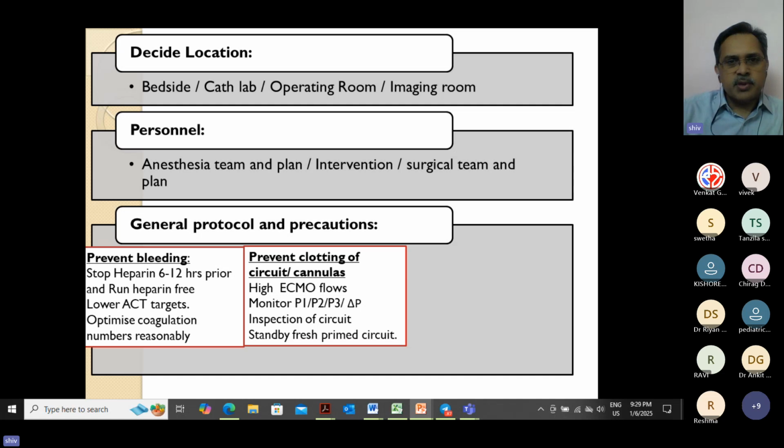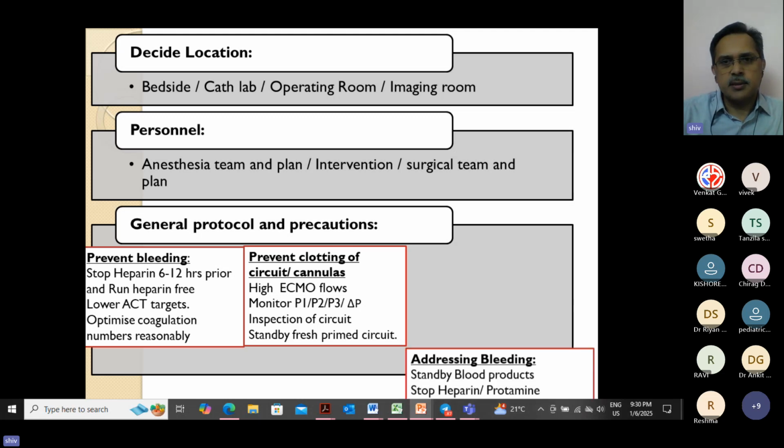The second thing is to prevent clotting of the circuit and cannula. So when we back off on the heparin, it's always good to run high ECMO flows, so that there is no stasis of blood happening. That itself, to a great extent, can prevent circuit clotting and cannula clotting. We need to keep a close watch on all the pressures, P1, P2, P3, and delta pressures, to see if anything is going wrong, and take preemptive measures. Inspecting the circuit becomes very important during these times, and we should have a standby fresh primed circuit in case there is any problem with the circuit or cannulas.